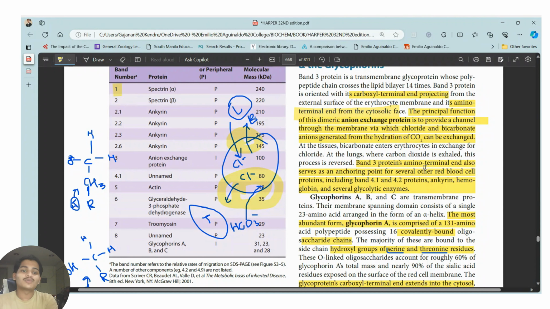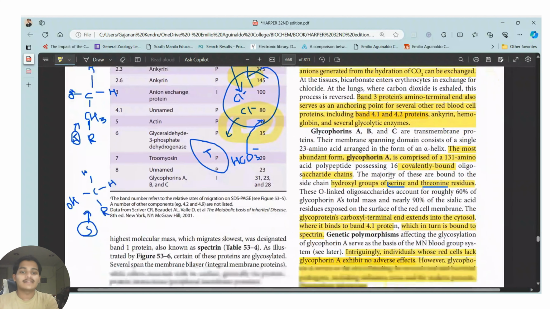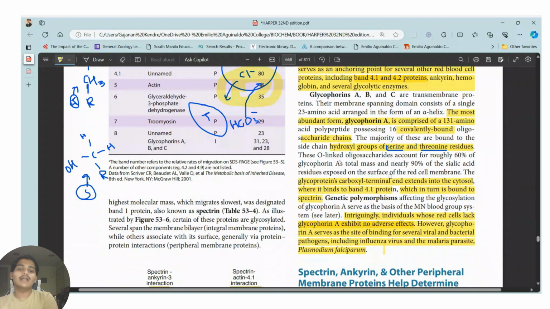This band 3 protein's amino terminal, which faces the cytosol, the inside part of the RBC, will bind to other proteins in the red blood cell, which include the band 4.1 protein, 4.2 protein, ankyrin, hemoglobin, and several glycolytic enzymes. Then what are the glycophorins?